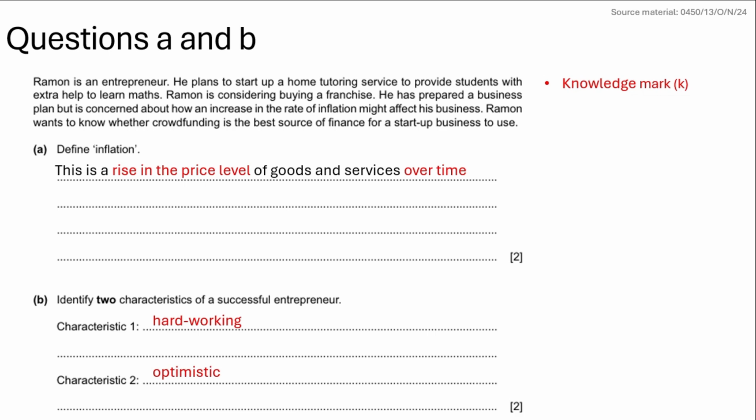So in this case, rise in the price level will give you 1 mark, and then over time will give you the second. If you simply state this is a rise in the price level of goods and services, you're only going to get 1 mark. The second mark lies in the second point, over time. That is how you attack the define questions. Question B is even simpler. It says identify 2 characteristics. So each characteristic will carry a mark of its own, hardworking and optimistic. Very straightforward. Let's move on to question C.